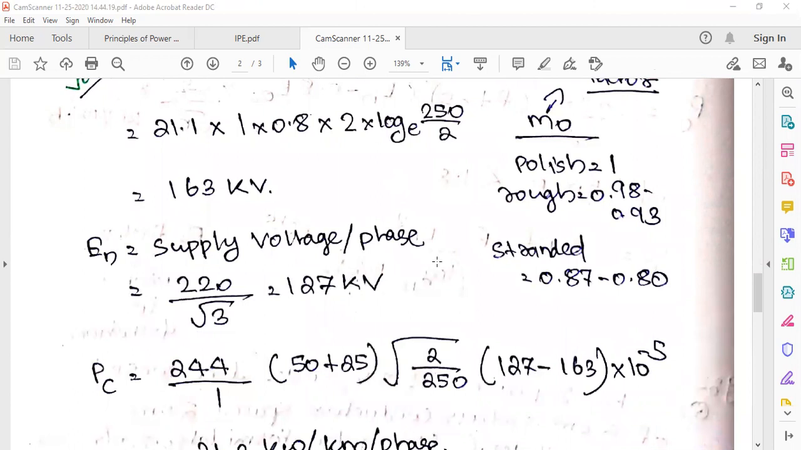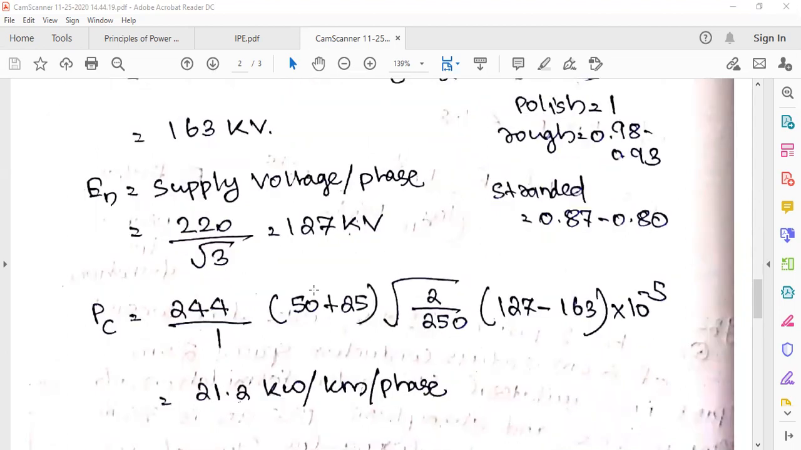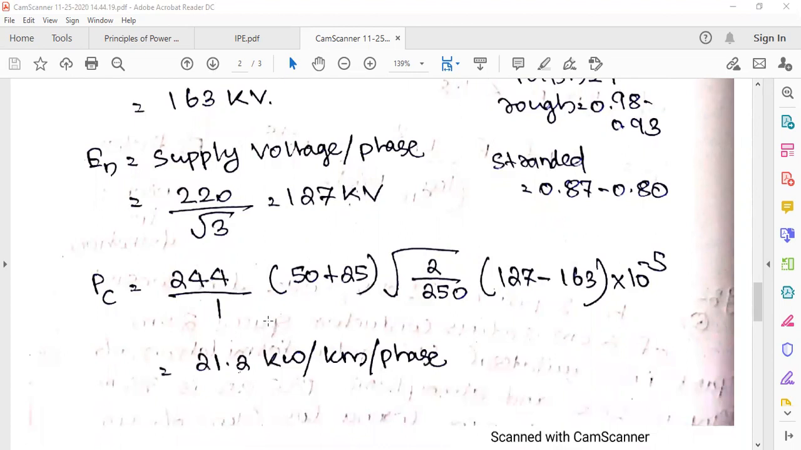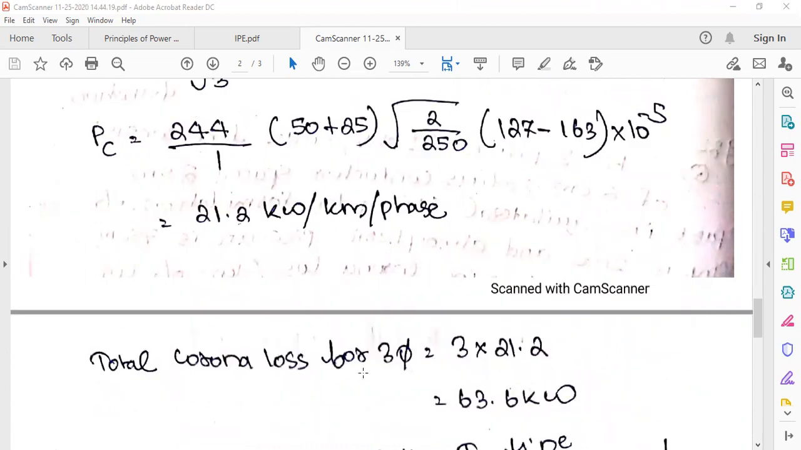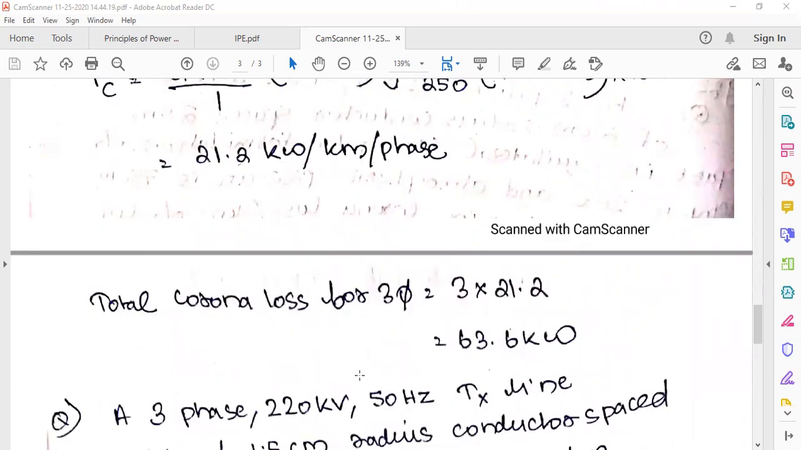The supply voltage per phase, sometimes given as V or sometimes as En, is 220 by root 3. So the corona loss will be 244 by 1 into (50 plus 25) into root of 2 by 250 into the same terms. Everything is given. So you calculate corona loss equal to 21.2 kilowatt per kilometer per phase, and for a 3-phase system we multiply by 3. You just need to remember the formula and the terms.